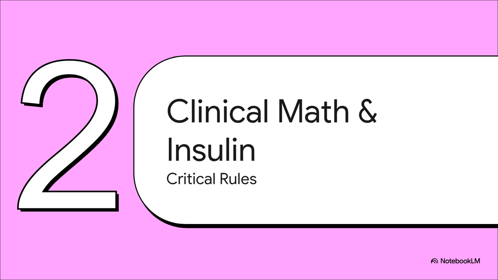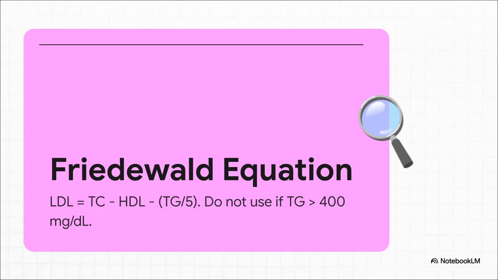Easy points. Section 2, critical clinical math and insulin rules. Let's see how these concepts build into practical, everyday clinical rules you're going to use constantly. You absolutely have to know the Friedewald equation for calculating LDL. It's total cholesterol minus HDL minus your triglycerides divided by 5.